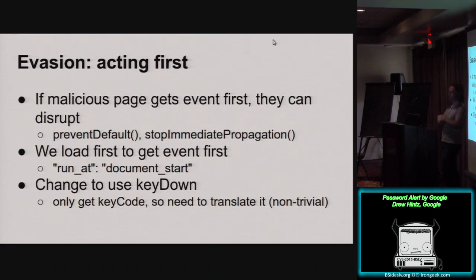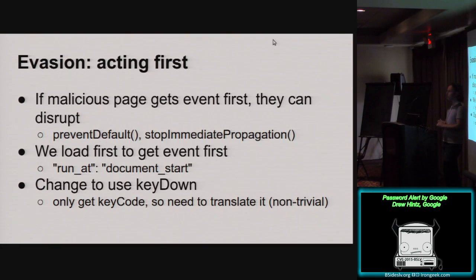And then there's this broad idea of evasion, where whoever gets to act first has control over the event. So if the malicious page can get the event before we can, the malicious page can do things like prevent default or stop immediate propagation to prevent that keyboard event from bubbling up the event chain. And so in order to deal with this, we changed our run at to be running at document start. So that way the content script actually runs before the malicious page is even loaded. So the malicious page has not had a chance to actually set up a keyboard event listener.